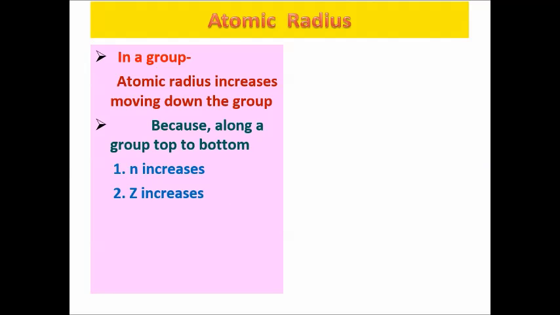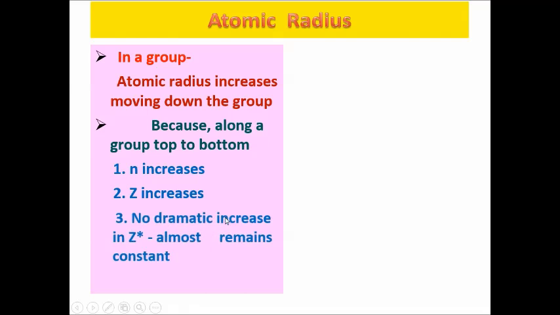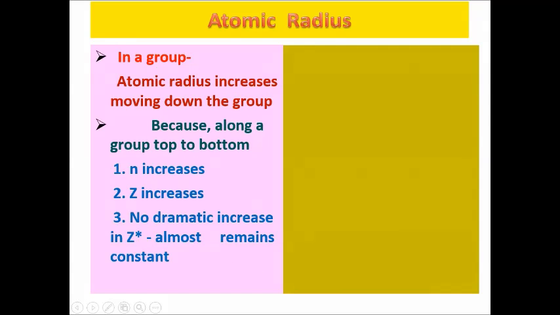Z is the nuclear charge. And there's no dramatic increase in the effective nuclear charge. Almost it remains a constant. Now, along a period, the atomic radius decreases with the increase in atomic number.